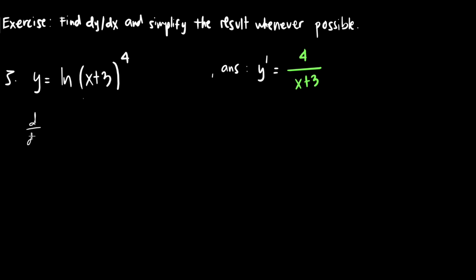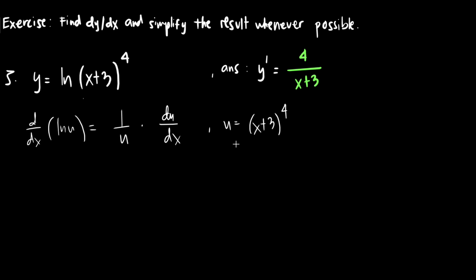d over dx of ln u is equal to 1 over u times du over dx. So our u here is just equal to x plus 3 raised to the power 4.